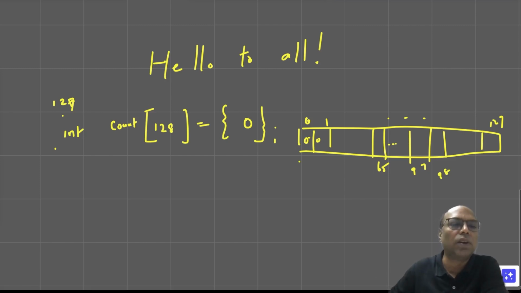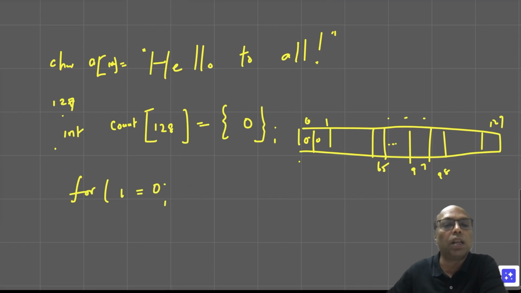A string is given to me. The string is what I got. Now I'm going to put a for loop with i equal to 0. How long do I need to read? Till I reach a null character: A of i is not equal to null, and null is 0, i plus plus.